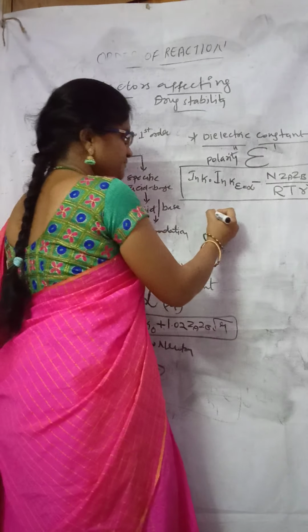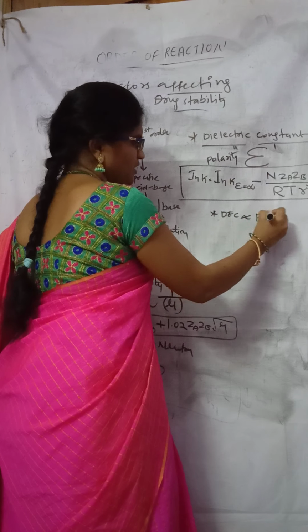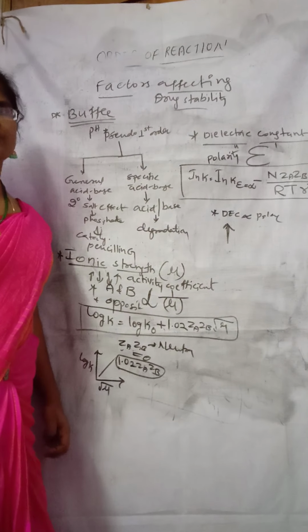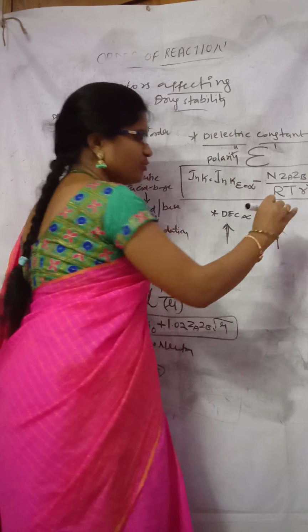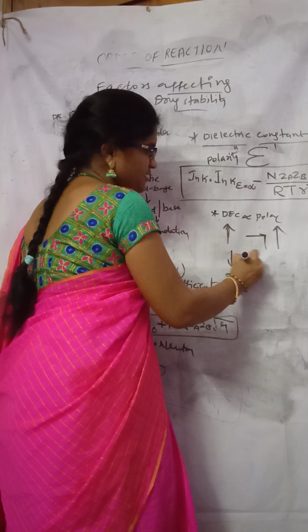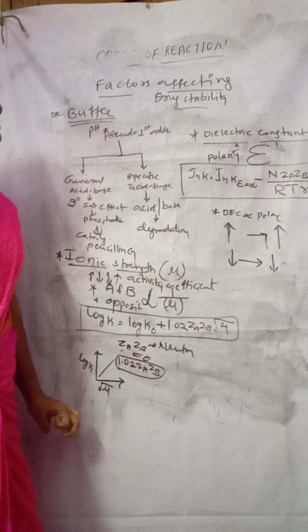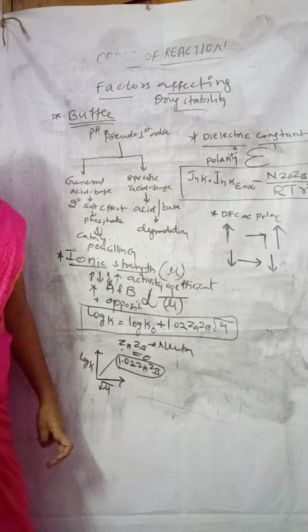So based on dielectric constant, you can tell the polarity. If the dielectric constant value is more, you can say the substance is more polar, so that it will catalyze the formation of more polar substances. And in case dielectric constant decreases, the polarity will decrease and it will form the less polar substances. So this is the effect of dielectric constant on the stability.